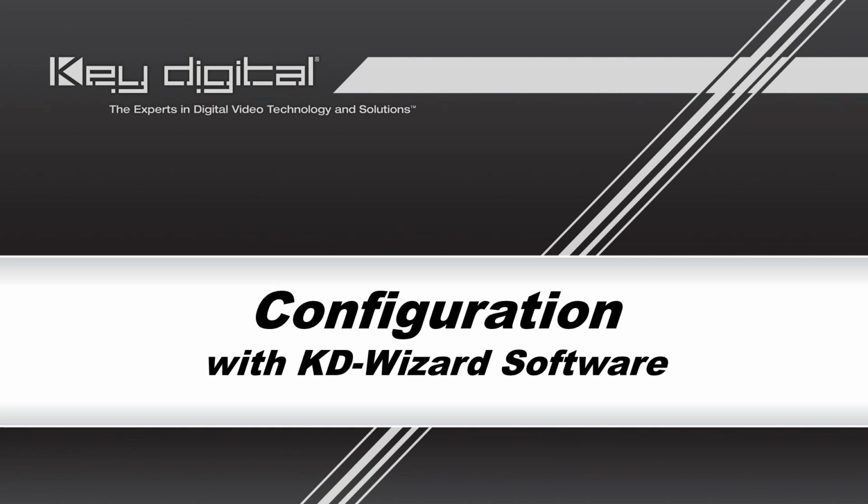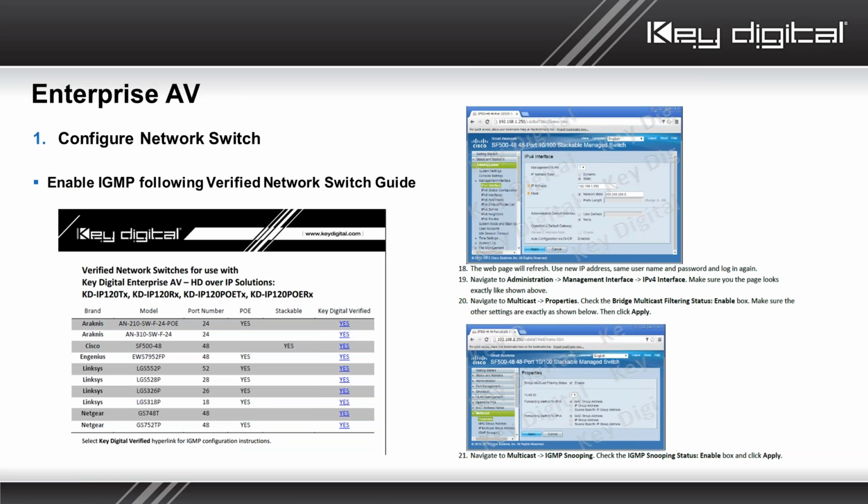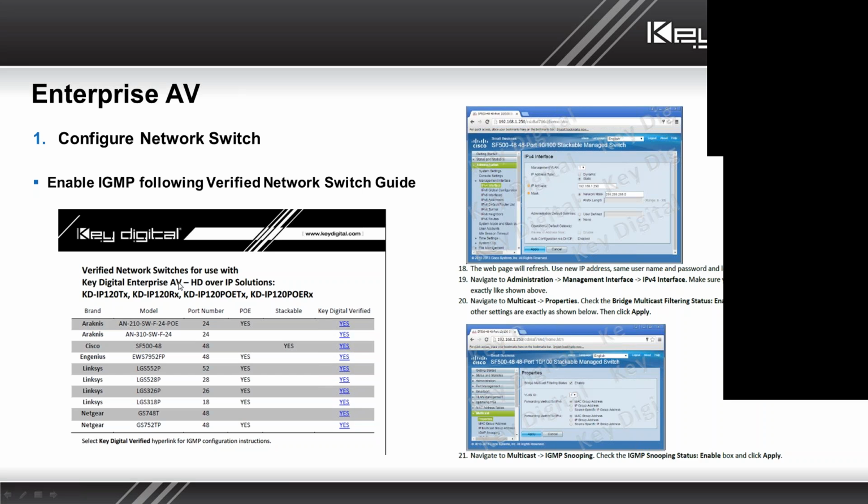Very good. So speaking of configuration, let's go through what it's like to configure an enterprise AV system, shall we? Step number 1 is to configure your network switch. You know now that it needs to support IGMP, and you know that it needs to support 8K jumbo frame and this kind of thing. How do you do that IGMP setup? Well, we at KeyDigital have taken the time to create a guide for you to follow to do this.